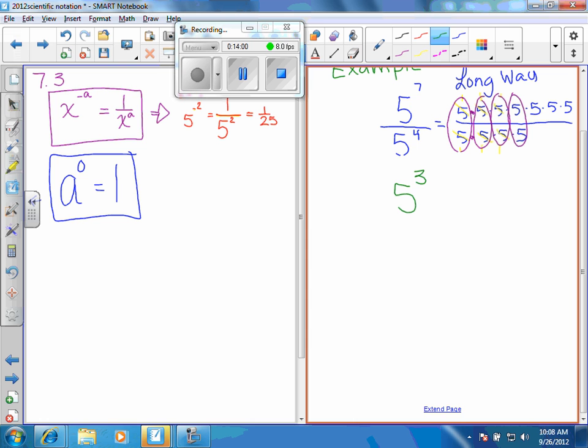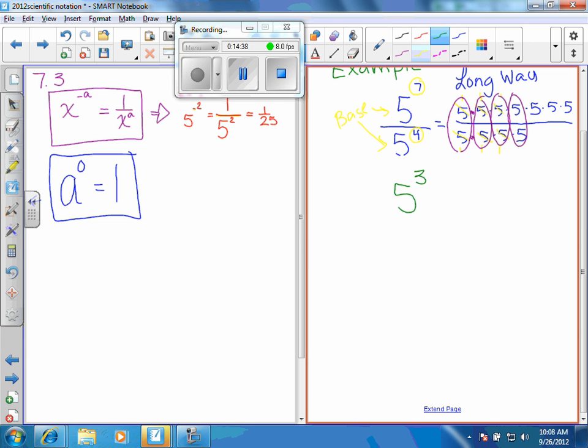Now think about the rule we did yesterday. When we multiplied two numbers with the same base, what do we do with the exponents? Added them. And division's the opposite of multiply. So when we divide two numbers with the same base, so we have two different exponents, but they have the same base of 5, we're going to subtract the exponents. The short way is to do 7 take away 4. So let's put that on the rule page, and we're going to practice lots of examples.